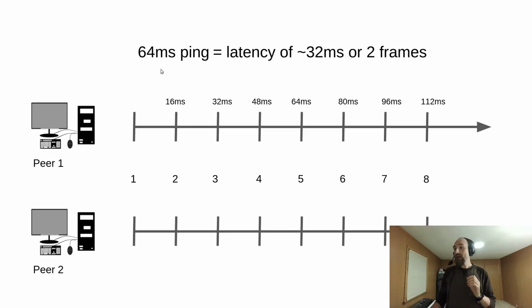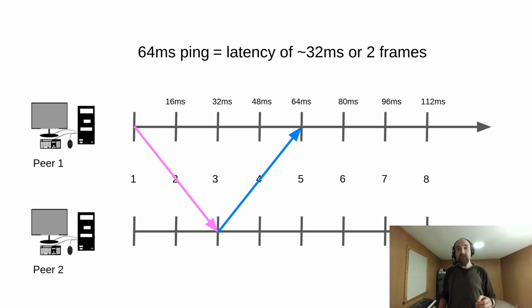Again, we're going to assume a ping of 64 milliseconds, so a latency of 32 milliseconds or 2 frames. So peer 1 via eNet sends a message to peer 2. When it arrives, peer 2 sends an acknowledgement back, which eNet will process back here on peer 1 and basically just check off that that first message was received. It got there, it's done, we don't have to worry about it anymore. And this is fine. We sent the message, it arrived 32 milliseconds later. We can't deliver the message any faster. That is the latency of our connection.